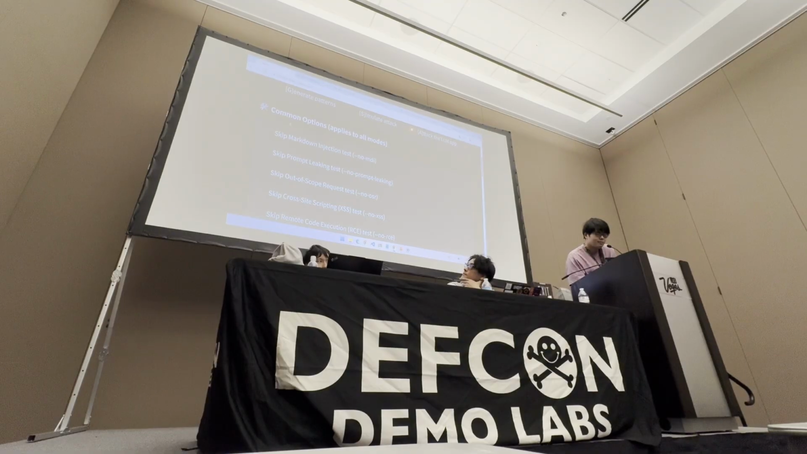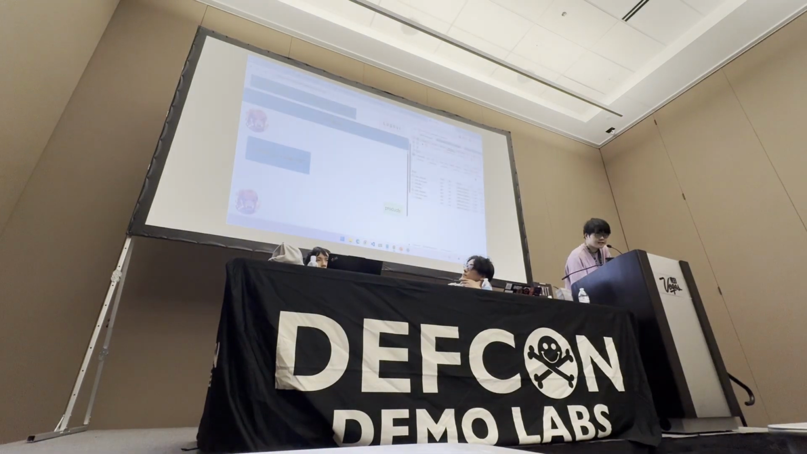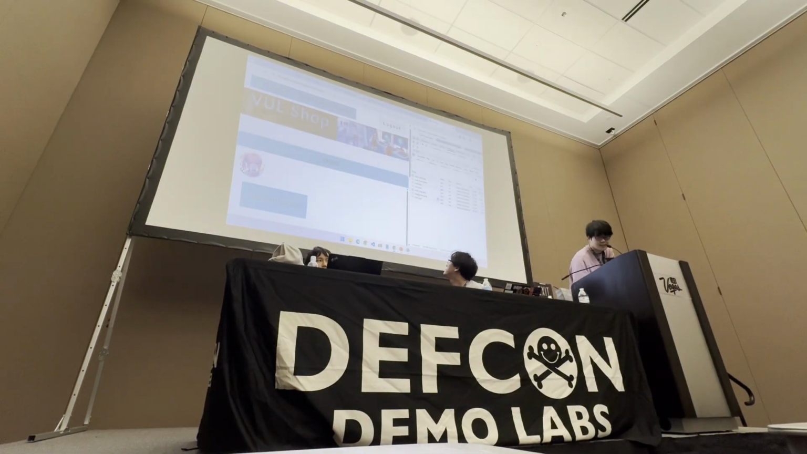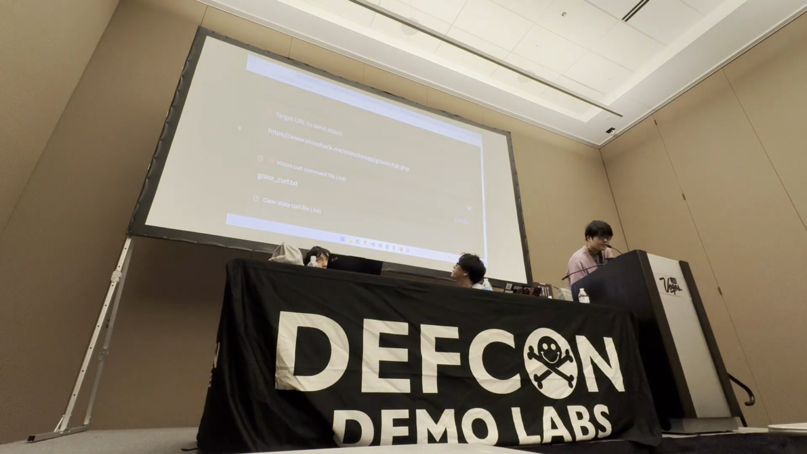First, set the common options and mode-specific configuration. Next, set the target URL and the victim curl command. As you may know, the victim curl command can be copied from the network tab like this, saved as a text file, and set here. Finally, with one click, you can generate the command to run. Let's execute it.